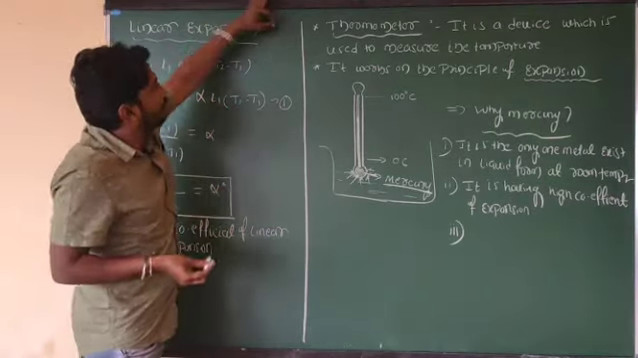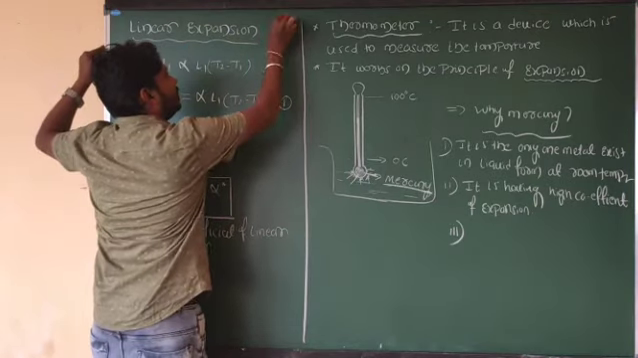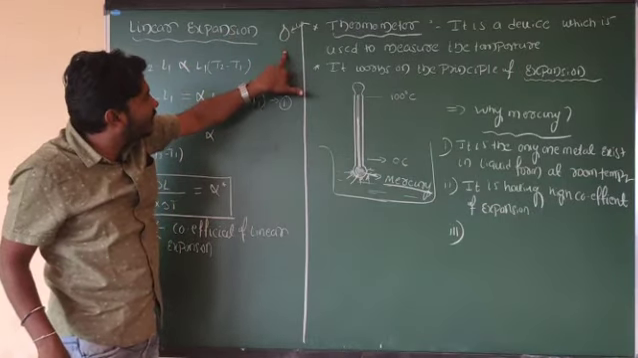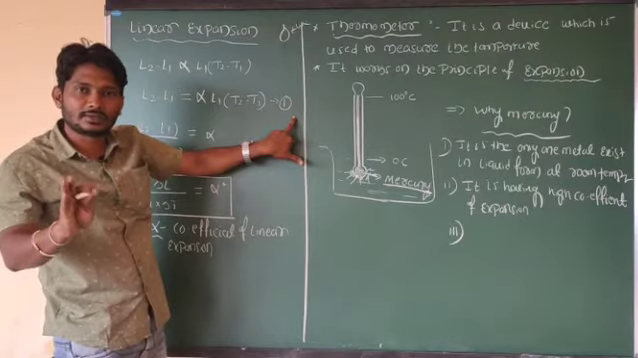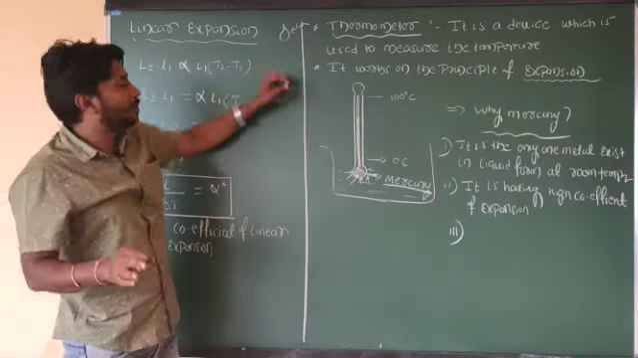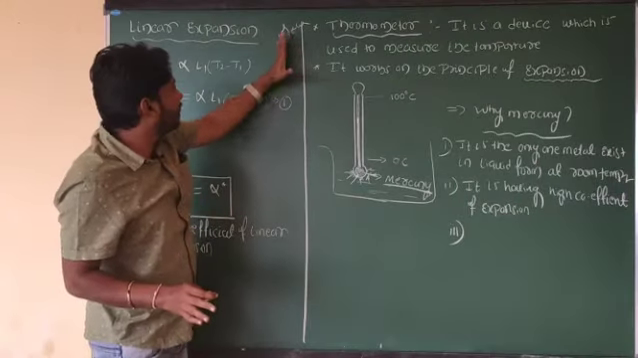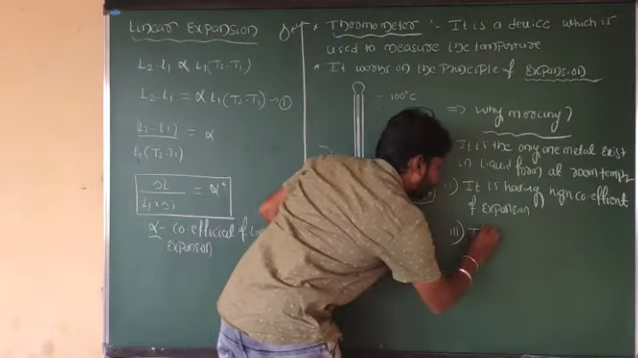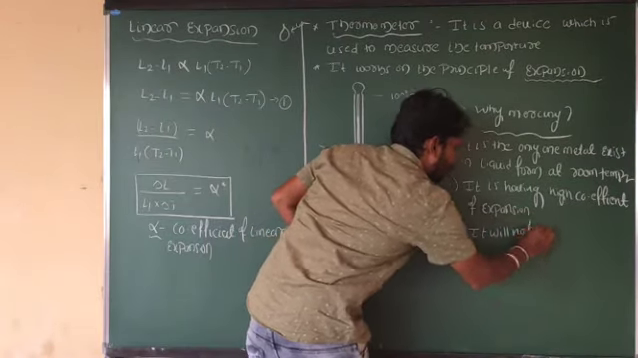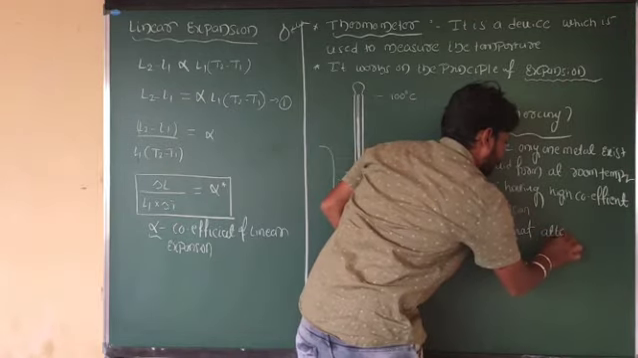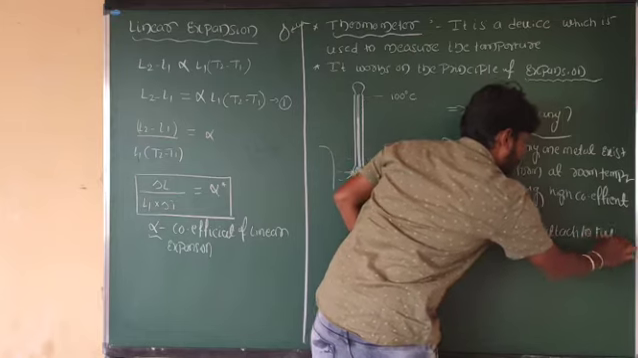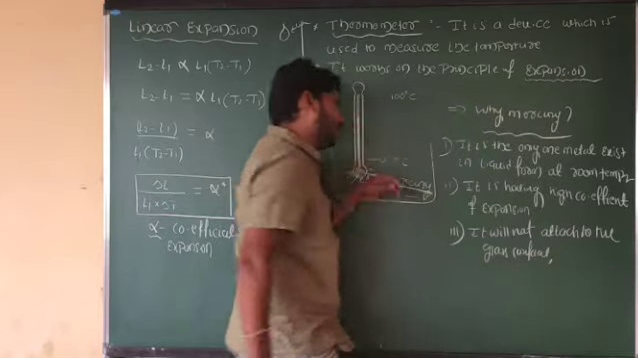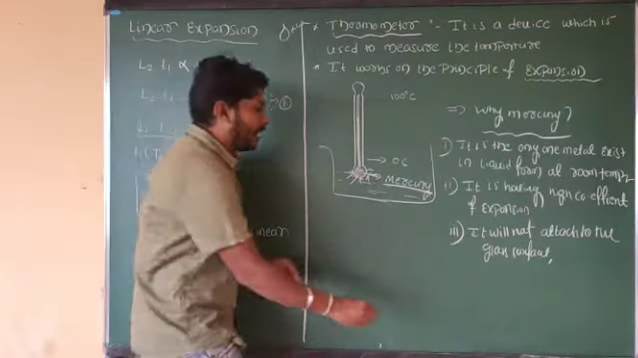For example, if I pour one water drop here, that water drop will attach to the surface and make a mark. But if I drop mercury, it won't make any kind of mark. So easily I can read the reading here. That is the main advantage. It will not attach to the glass surface. That is another reason for choosing mercury.